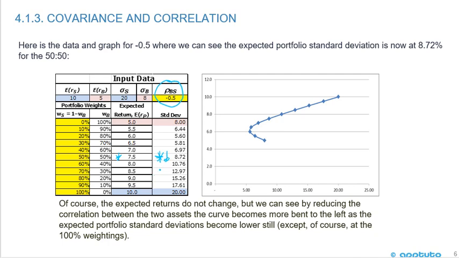So that's the key basic idea of this LOS: as we combine assets with correlations that are less than 1, and indeed into the negatives, we don't change our expected return on the portfolio, but our portfolio standard deviation goes down. Okay?